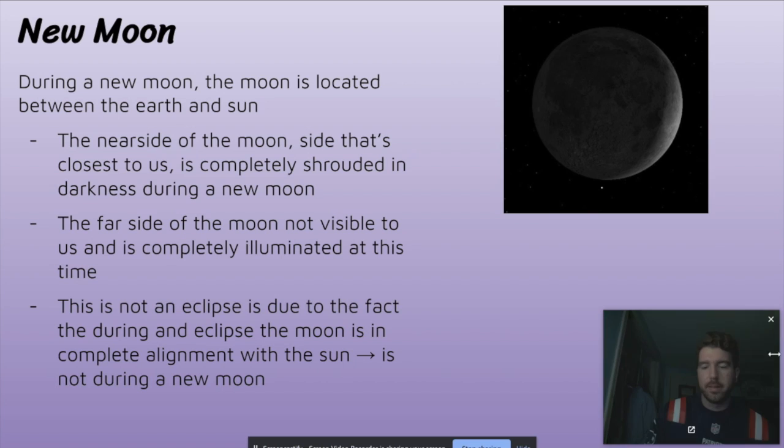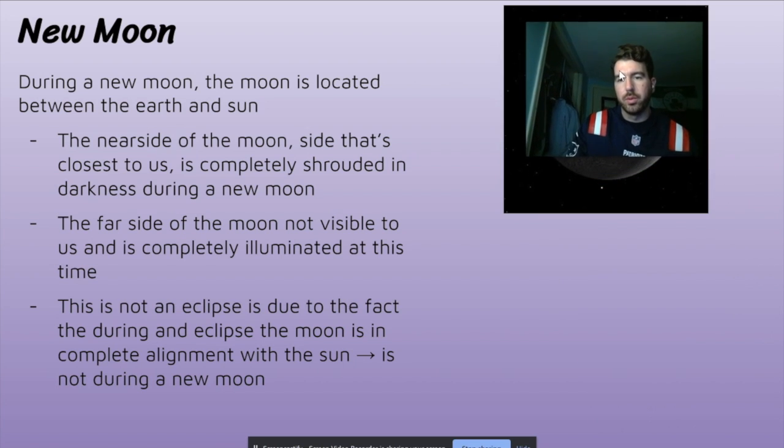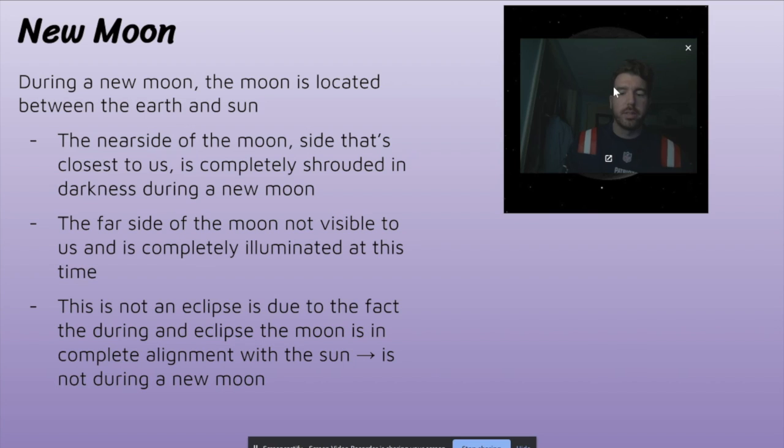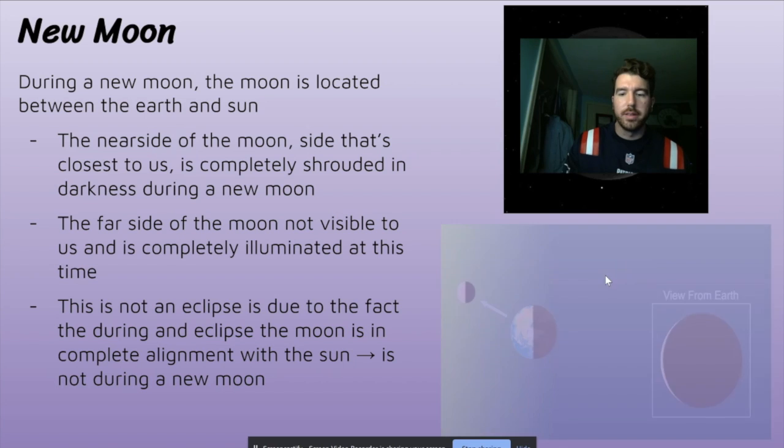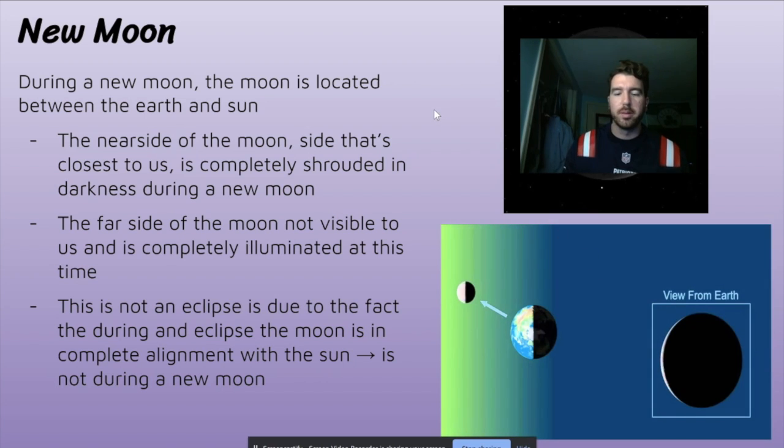And the reason why this is not an eclipse, and I'll move my head, we talked a little bit about eclipses in the last video. This is different from an eclipse because during an eclipse, the moon is in complete alignment with the sun. During a regular new moon phase, this isn't the case. The moon is slightly above the Earth here, and it's not in complete alignment with the sun. Therefore, the sun is not blocked out by the moon.